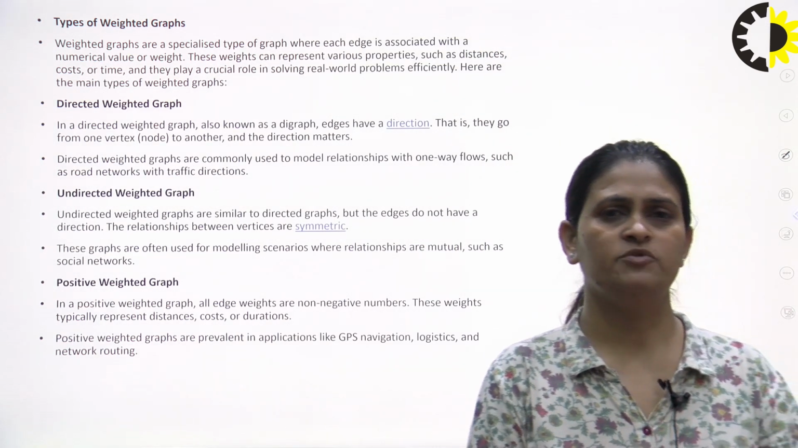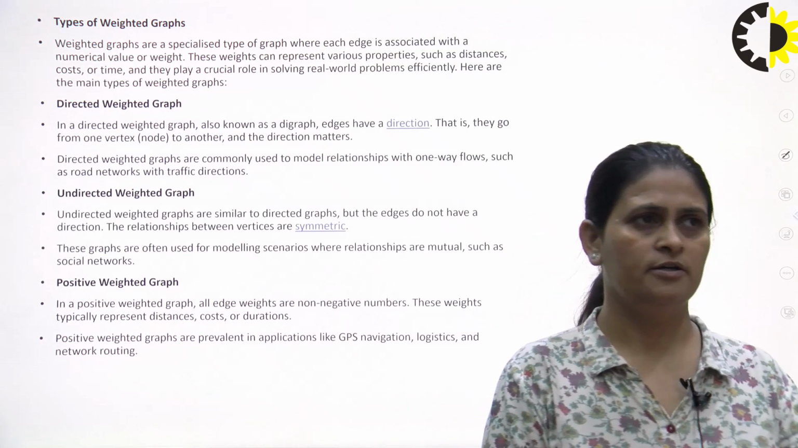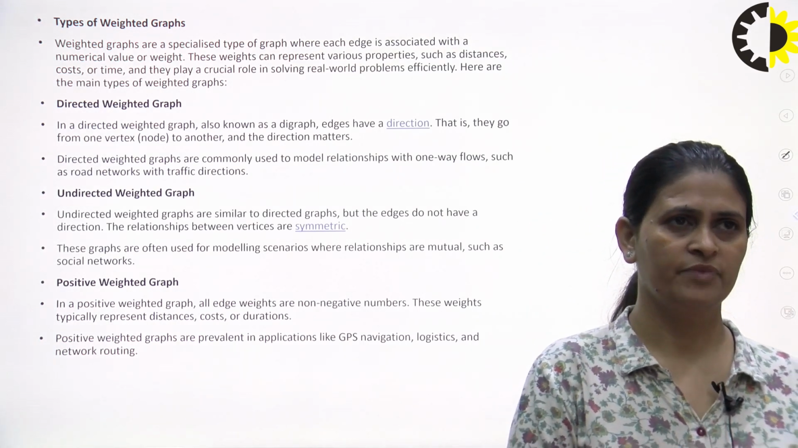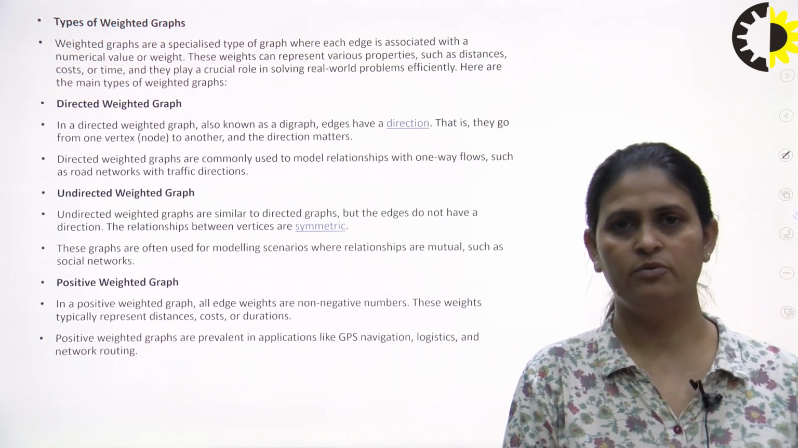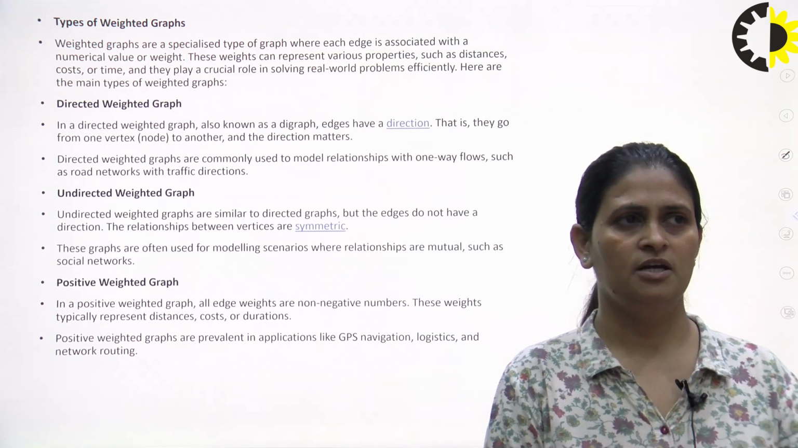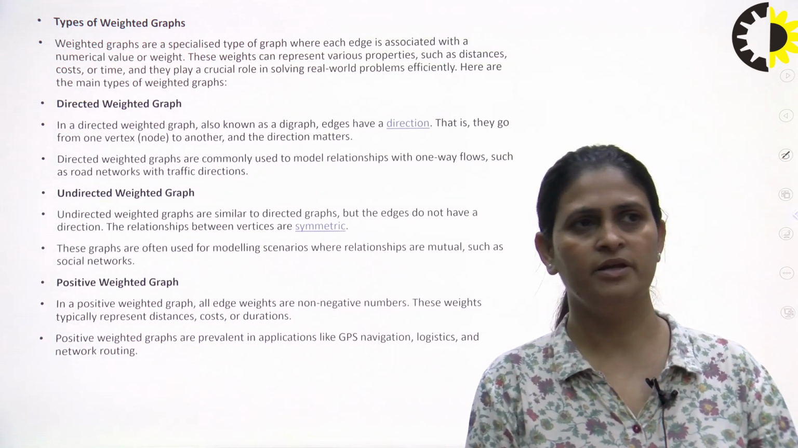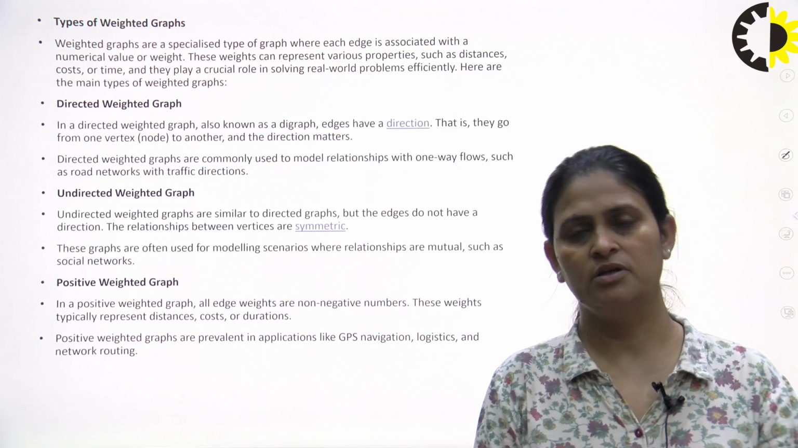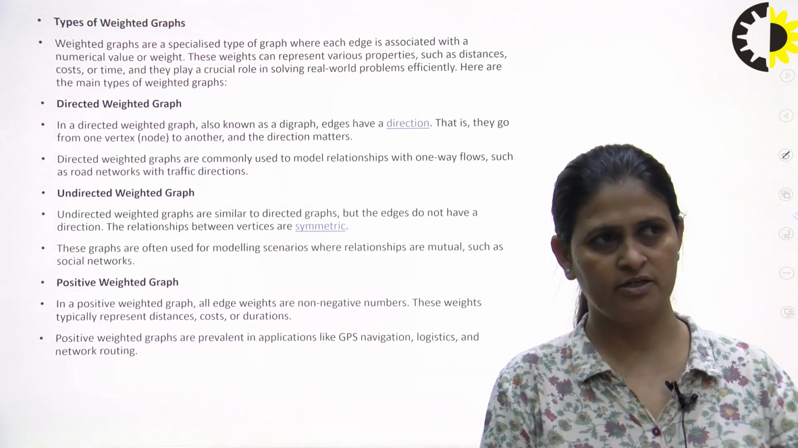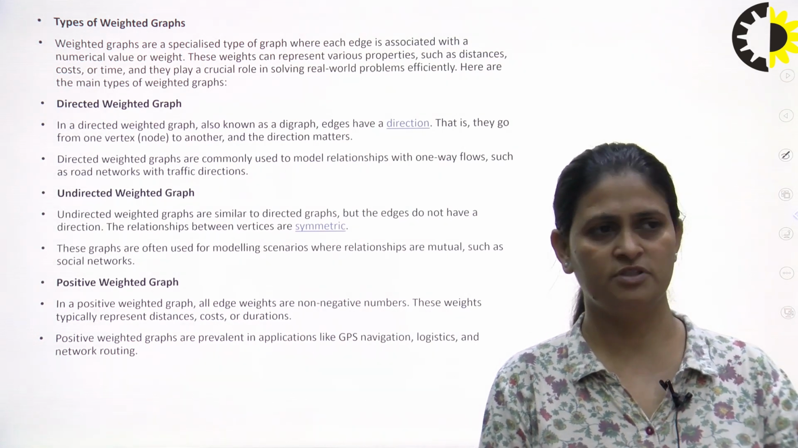There are different types of weighted graph. Weighted graphs are a specialized type of graph where each edge is associated with a numerical value, or weight. These weights can represent various properties such as distance, cost, and time, and they play a crucial role in solving real-time problems. Here are the main types of weighted graph: directed weighted graph, undirected weighted graph, positive weighted graph.